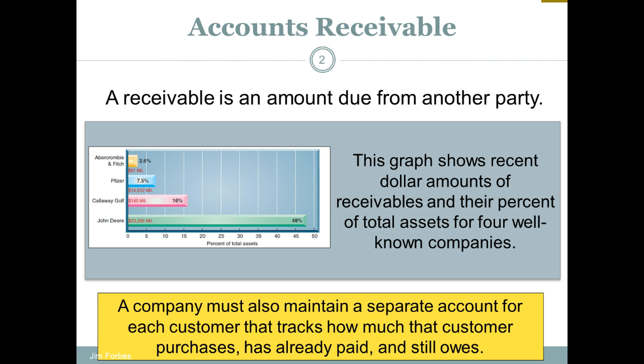Accounts receivable is an amount due from another party, specifically, like I said, when you sell to a customer. And it can be a significant component of a company's balance sheet. A company, when it does sell, must also maintain a separate account for each customer, because you do have to track what they're buying, what they've paid, and what they owe, and so forth.